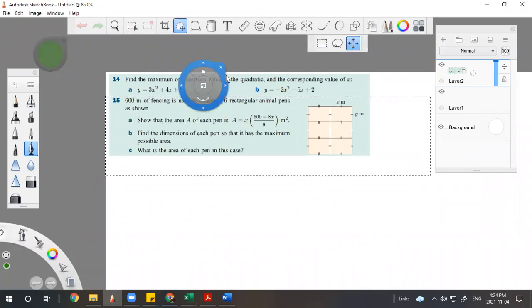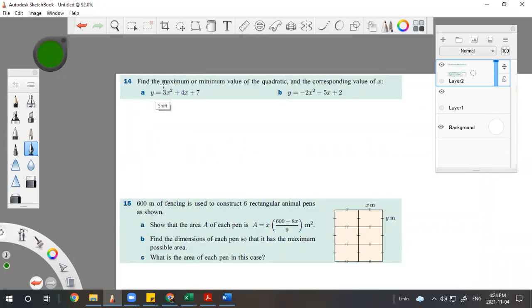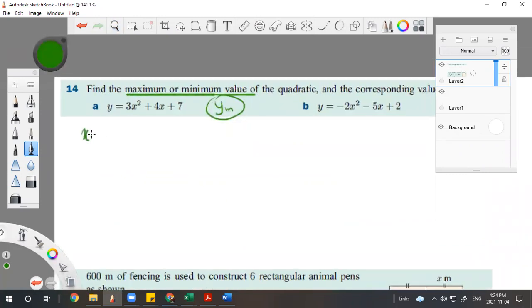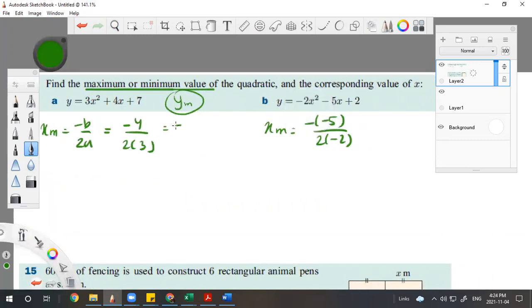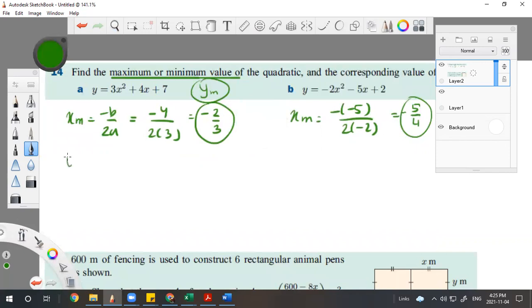It is so simple, guys. The maximum or minimum value is ym. How do you calculate ym? First, you have to calculate xm. What is xm? Negative b over 2a. So negative of 4 over 2 times 3 for question A, and xm for question B is negative b over 2a. Then simplify: negative 2 over 3 and 5 over negative 4. After you get this, put xm into y, and you get ym.